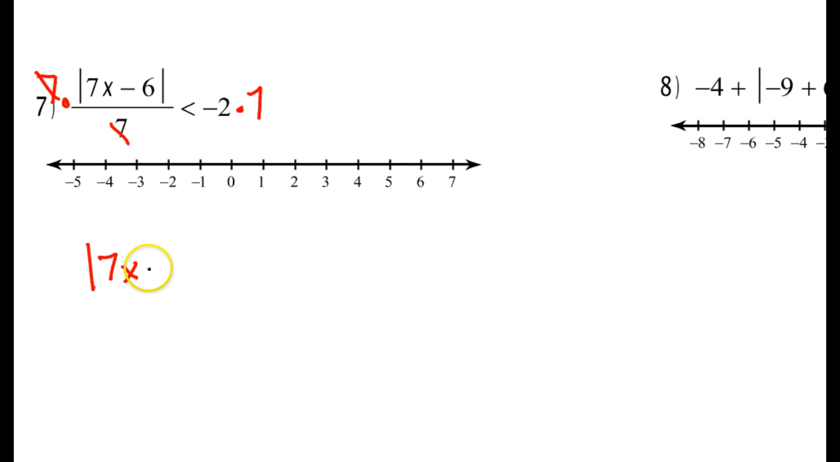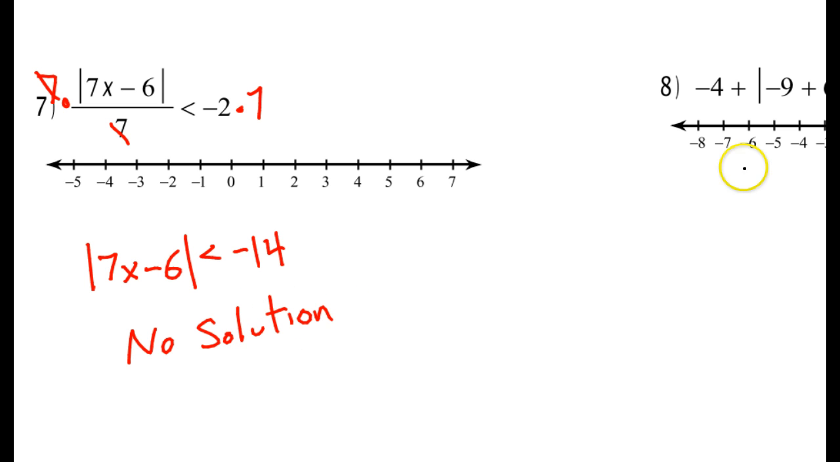So this is kind of good. Similar to right above it. What's different, though? Yeah, now it's a less than. So how does that change? How does that change everything? So when will this absolute value be less than a negative 14? Never. Exactly. So this is the no solution. It's impossible for absolute value to be less than negative 14.